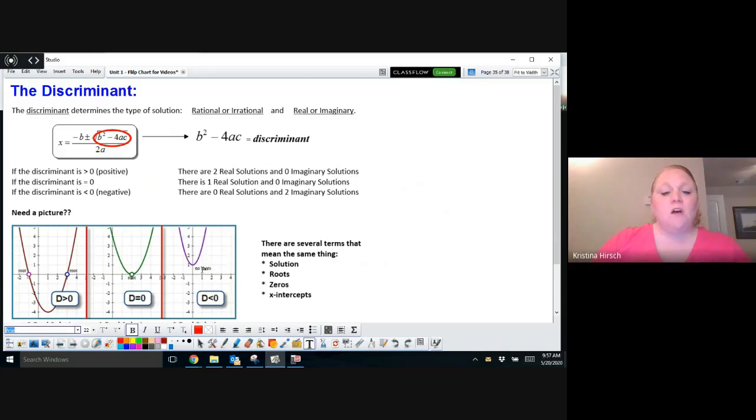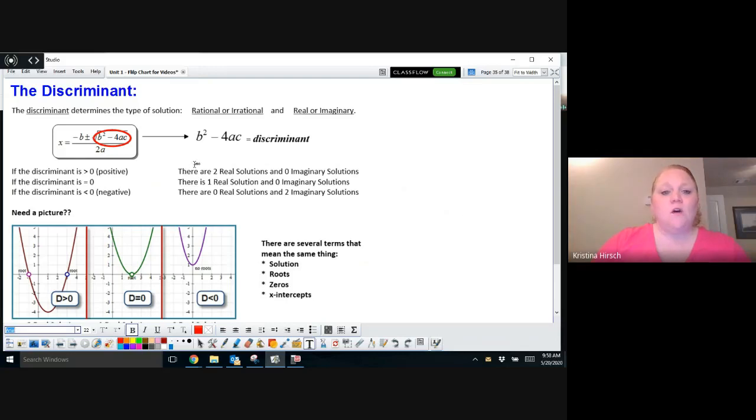When I say solutions, you'll notice on the picture it calls them roots. There are several terms that essentially mean the same thing. You have solutions, roots, zeros, and x-intercepts. These all represent where the graph crosses the x-axis, essentially where the y would be 0.